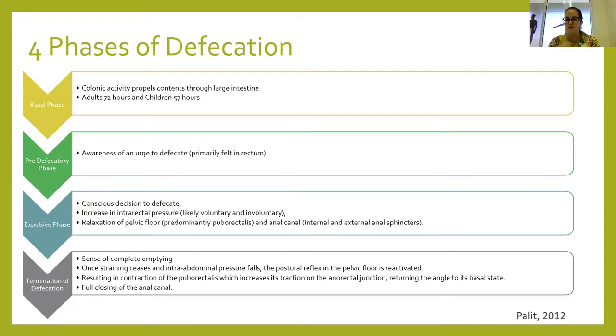It results in the contraction of the puborectalis, which increases its traction on the anorectal junction, returning the angle to its basal state. I'll be explaining a lot more into this in more detail. This is just giving you an overview. And then you get the full closing of the anal canal. So as you can see from these 4 phases, it's quite a complicated process.